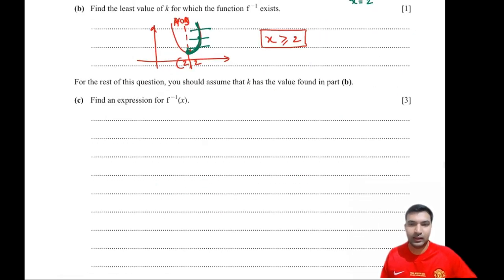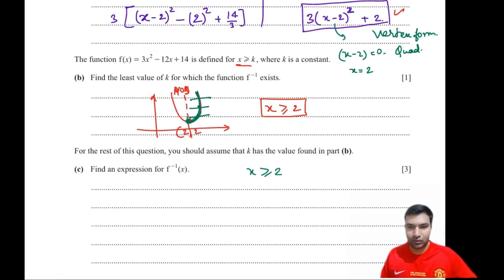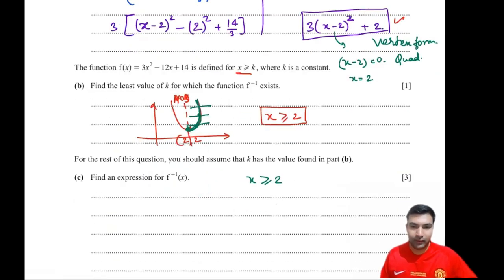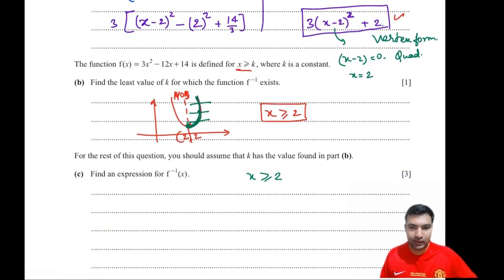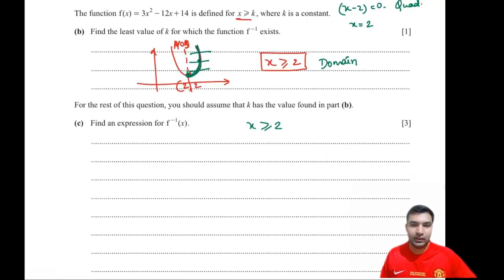Now for the rest of this question, you should assume that k has the value found in part B. So that means x is greater than or equal to 2. Find an expression for f inverse of x. Whenever an inverse is there, I have told you two things to remember: the domain and the range. The domain of f is x greater than or equal to k. This domain becomes the range of the inverse. So what will be the range of f inverse of x? It should be greater than or equal to 2, that means it should be positive.